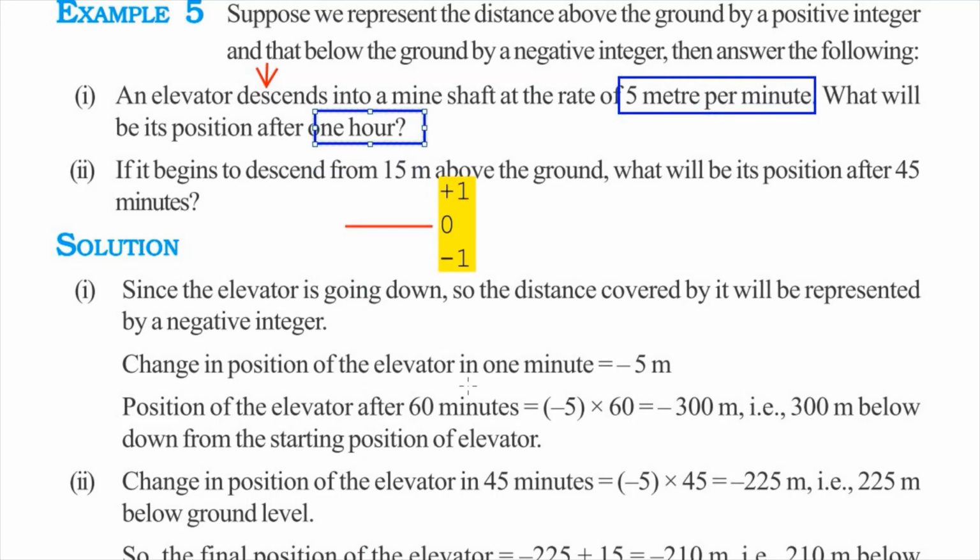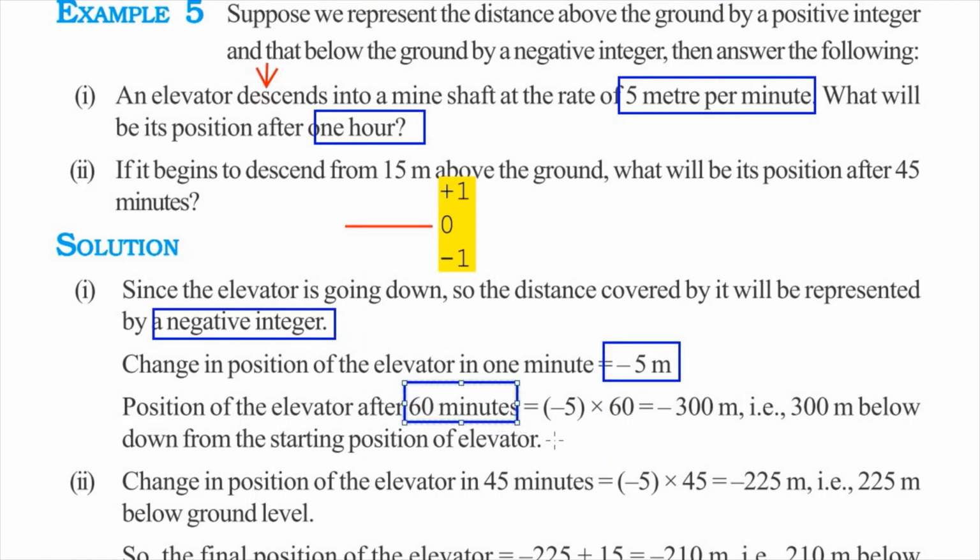Since the elevator is going down, the distance covered by it will be represented by a negative integer, because if it is going down, then we're going towards the negative side. Change in position of the elevator in 1 minute is minus 5 meters. So for every minute, it is getting displaced by 5 meters below the ground. After 1 hour, 1 hour is 60 minutes.